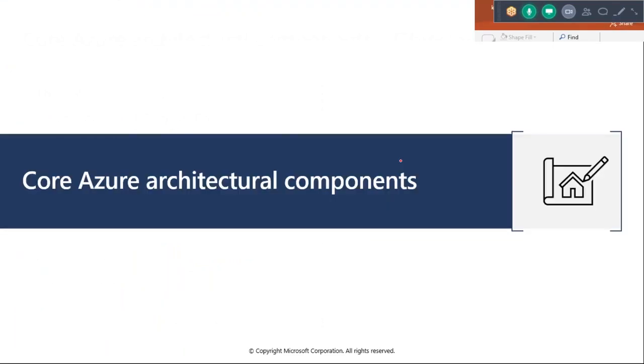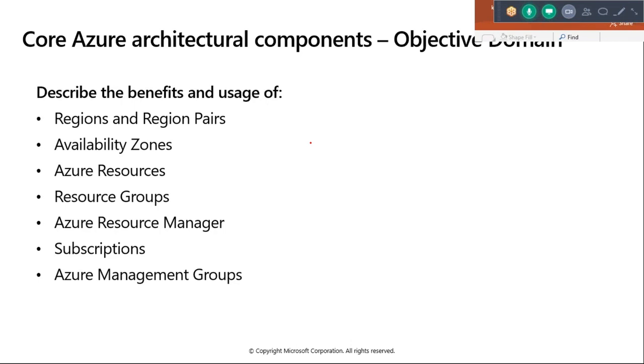Now, core architectural components in Azure. In this, the main objective is to understand what is a region, what is a regional pair, what is an availability zone, resource group or resource, and then subscription, which is the Azure subscription, what is ARM or Azure Resource Manager, and then Azure management groups. Logically, these are something you must know, because only then you can understand very in-depth concepts of Azure.